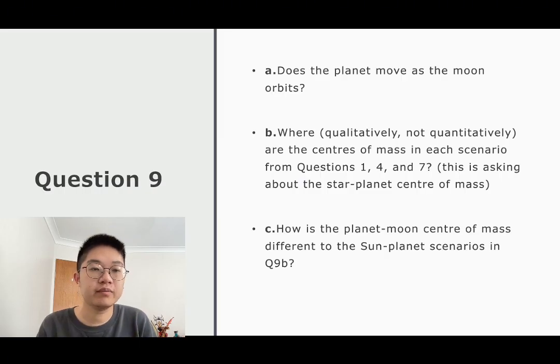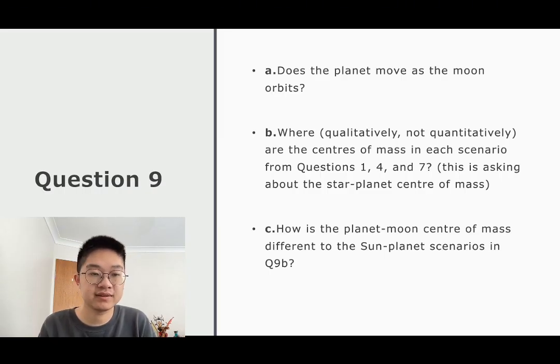Moving to question 9b, I compared the center of mass in different systems. In star-planet systems, the center of mass lies deep inside the star due to its large mass. But in the planet-moon system, the center of mass shifts away from the planet's center, though still inside the planet.